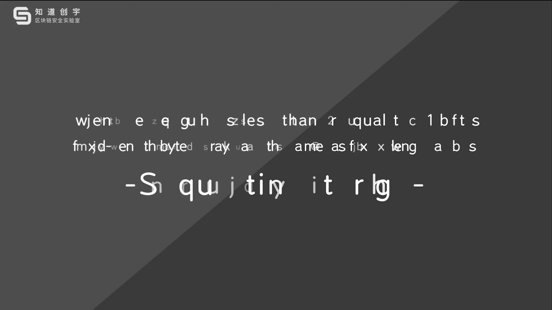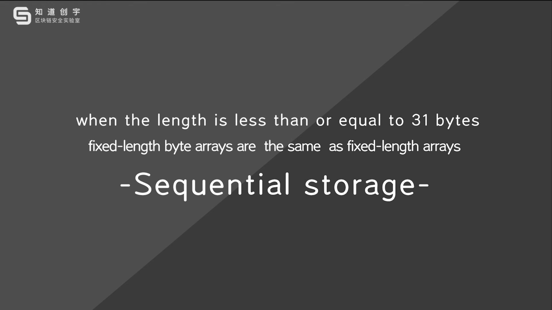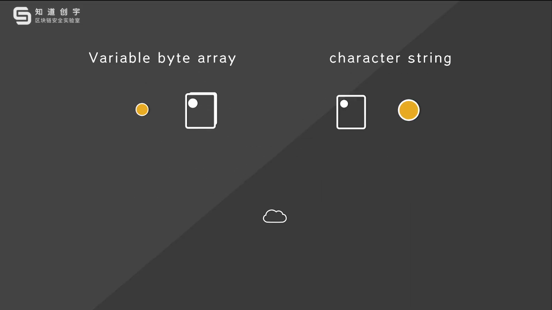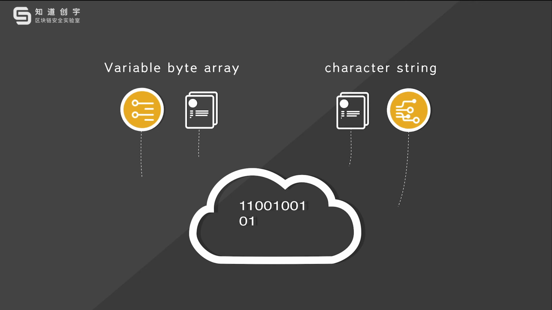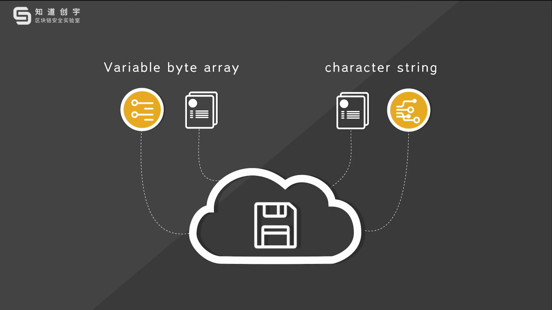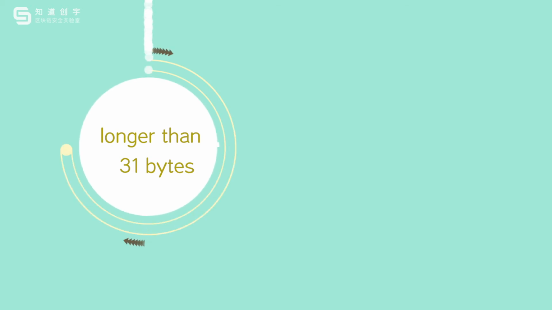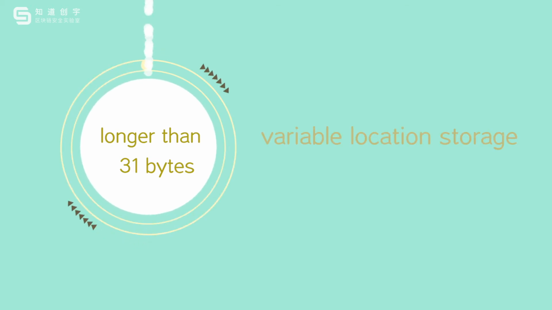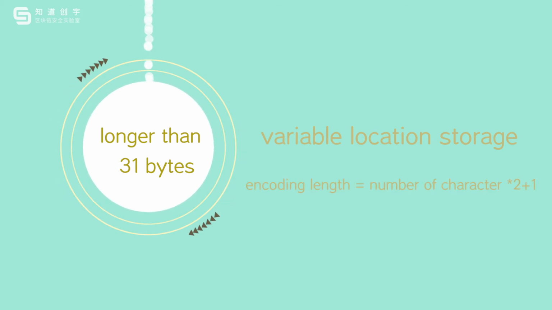When the length is less than or equal to 31 bytes, fixed length byte arrays are stored in the same order. For variable byte arrays and strings, 0 up to 32 bytes are added to the stored value, and the last byte of the added 0 is used to store the encoding length of the string. When the byte arrays and strings are longer than 31 bytes, the variable location stores the encoding length, and the encoding length formula is changed.